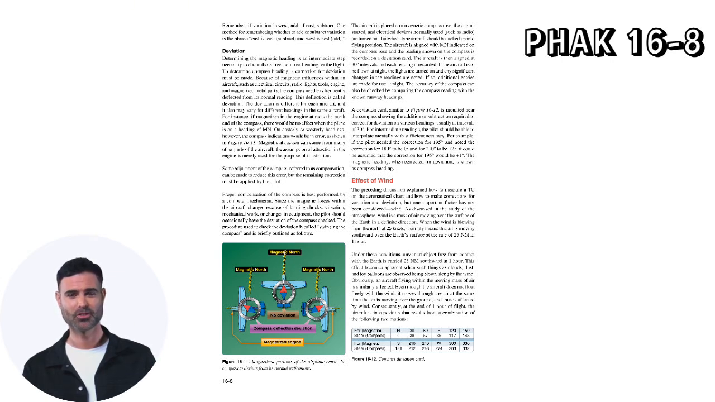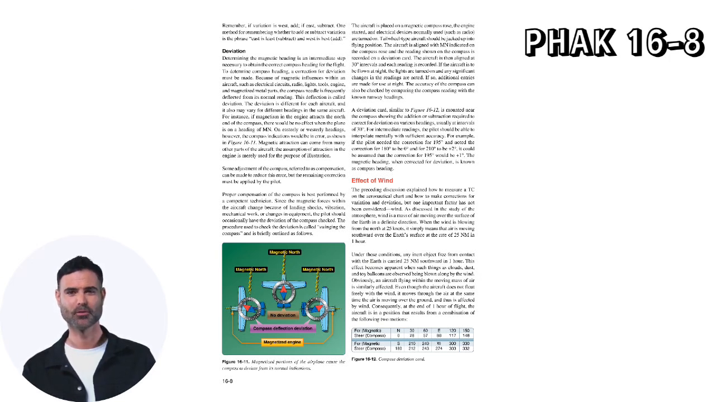The procedure used to check the deviation is called swinging the compass and is briefly outlined as follows. The aircraft is placed on a magnetic compass rose, the engine started, and electrical devices normally used, such as radio, are turned on. Tailwheel type aircraft should be jacked up into flying position. The aircraft is aligned with MN indicated on the compass rose, and the reading shown on the compass is recorded on a deviation card. The aircraft is then aligned at 30 degree intervals, and each reading is recorded.